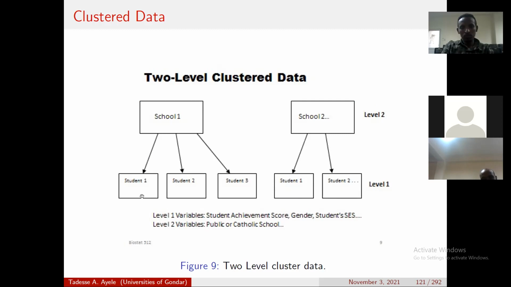So variables at student level are known as level 1 variables. The school level variables are known as level 2 variables.